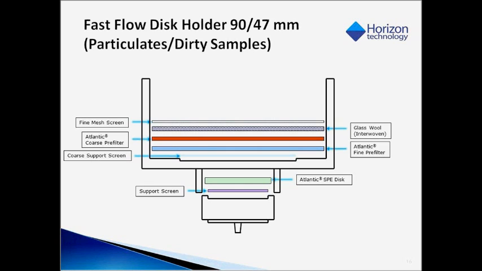If particulates are present in the water sample, they might compromise the flow through the solid phase extraction disk. In that specific case, we recommend using an easy flow or fast flow sediment disk holder. This disk holder holds a regular 47 millimeter solid phase extraction disk at the bottom, allowing also a pre-filter from 5 to 1 micron to be placed on the top. These pre-filters protect the SPE disk from clogging, contain the particulates, and allow the water sample to flow through the solid phase extraction disk.